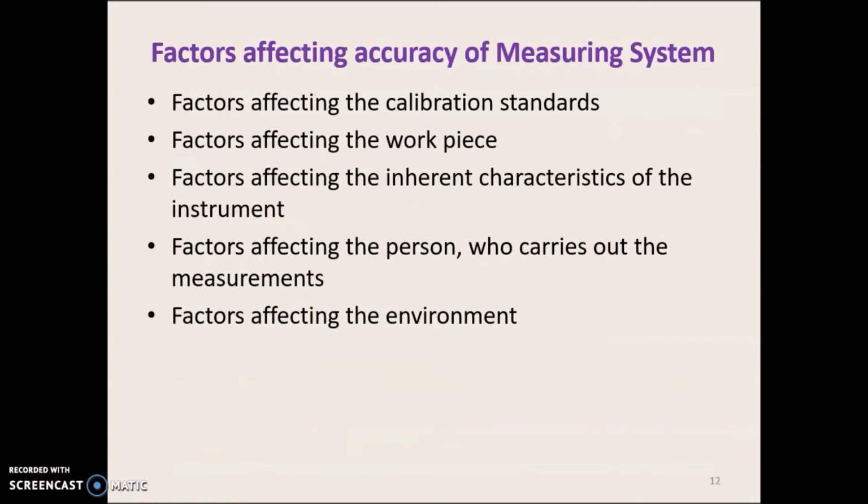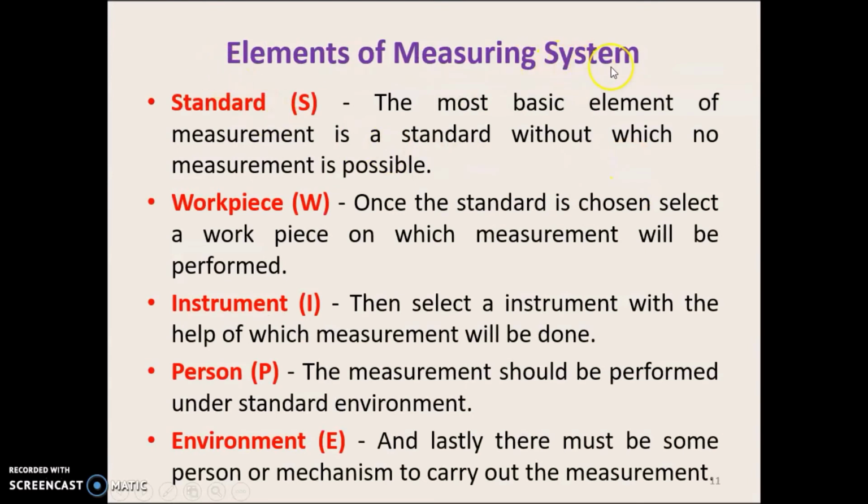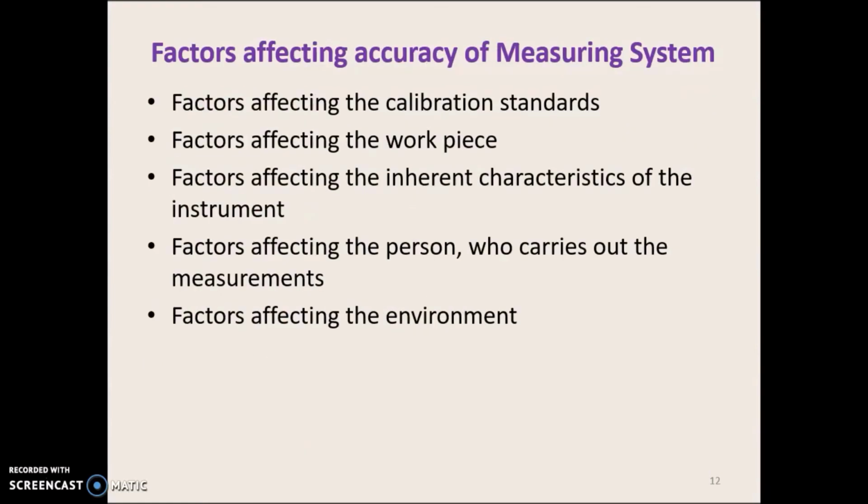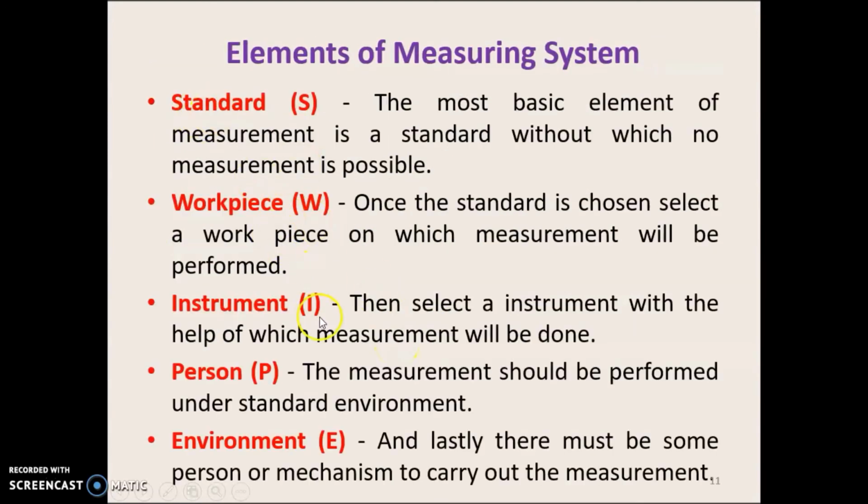Next, we are going to see the factors affecting the accuracy of the measurement system. We have seen the various elements of the measuring system, right? Next we are going to see how these 5 elements are affected by various factors. First, the factors affecting the calibration standard, that is the standard S, factors affecting the workpiece W, factors affecting the instrument, factors affecting the person, and finally the factors affecting the environment. We are going to see all these 5 elements and how they get affected.